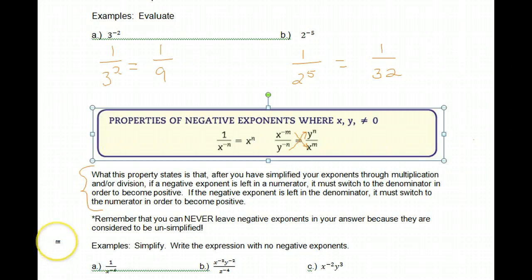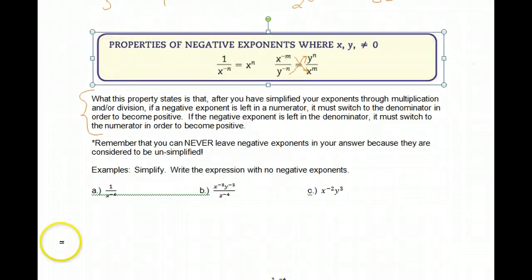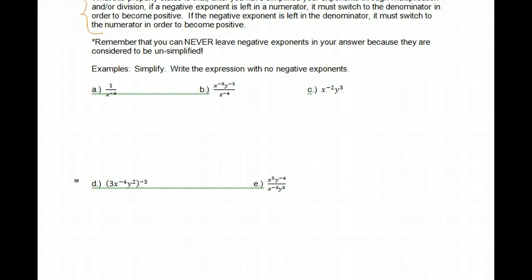Remember that you can never leave a negative exponent in your answer because they're considered unsimplified. So we're going to look at a bunch of examples right now. What we're going to do is write the expression with absolutely no negative exponents. We're going to start with example A. We have 1 over x to the negative 6.